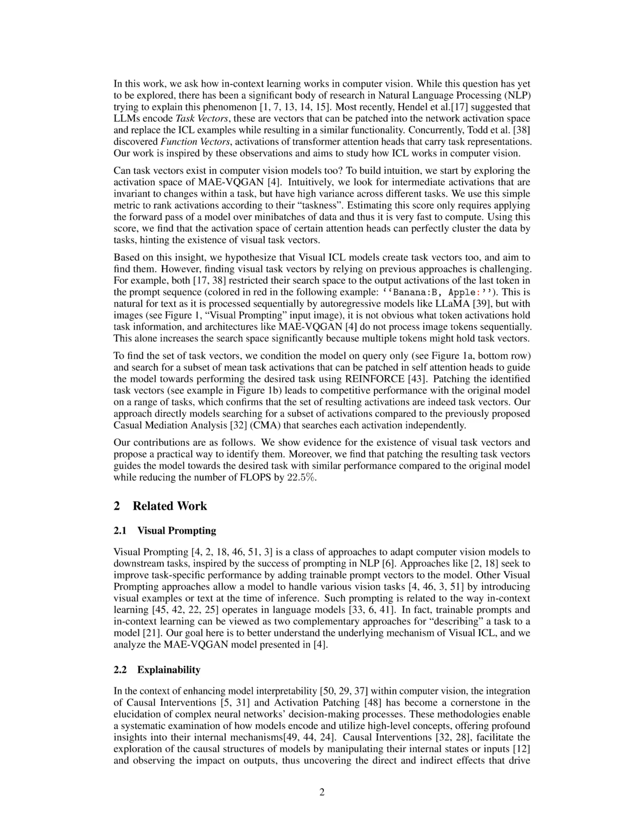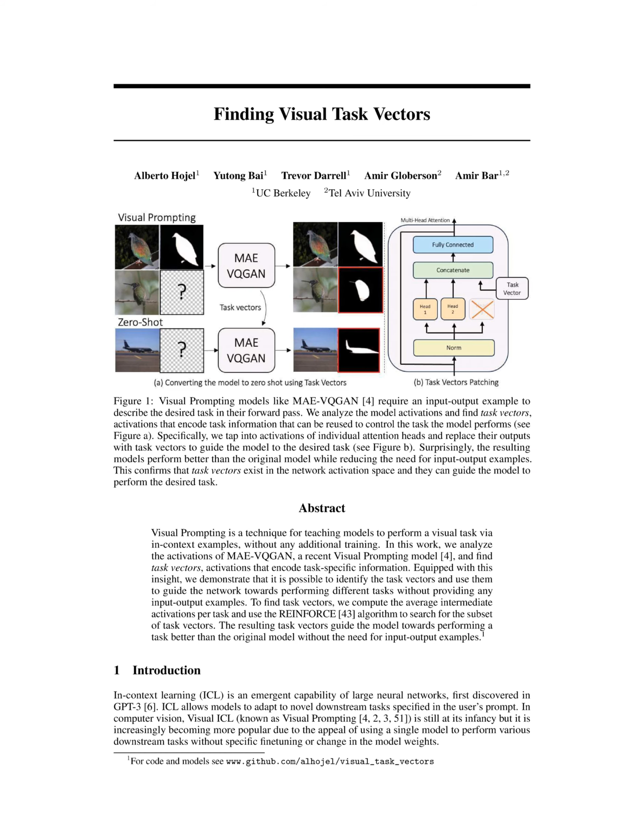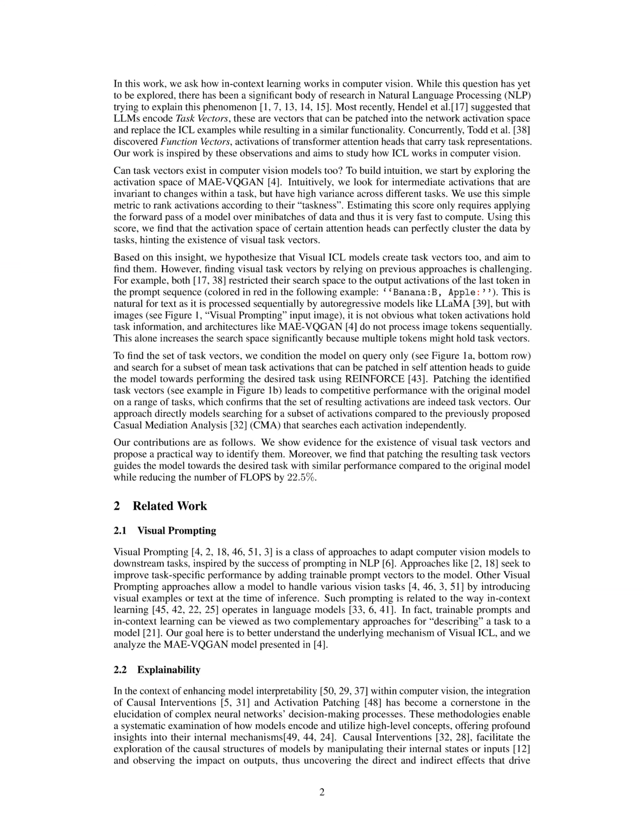The paper proposes to explore in-context learning in computer vision by investigating the existence of visual task vectors in the activation space of computer vision models. The study aims to understand how existing models can be adapted to different downstream tasks during inference time. The approach involves analyzing the activation space of the MAE-VQGAN model to identify task vectors that can guide the model to perform desired tasks without the need for specific fine-tuning.